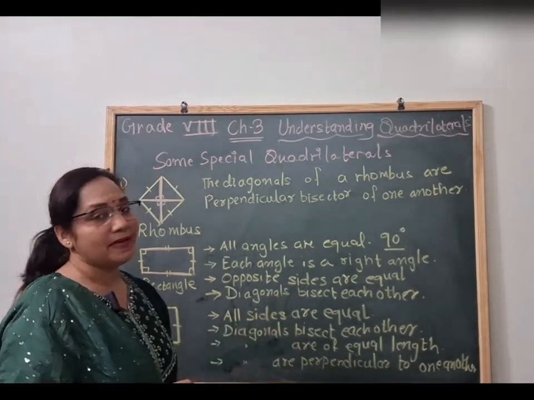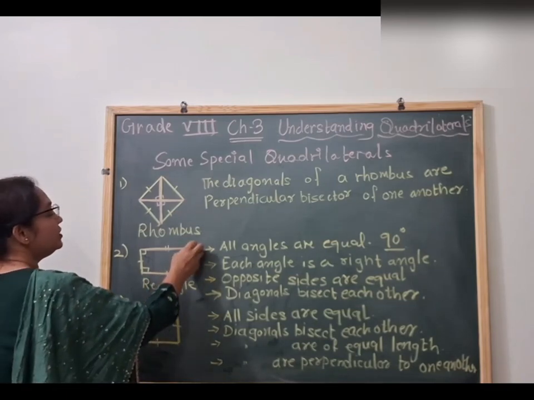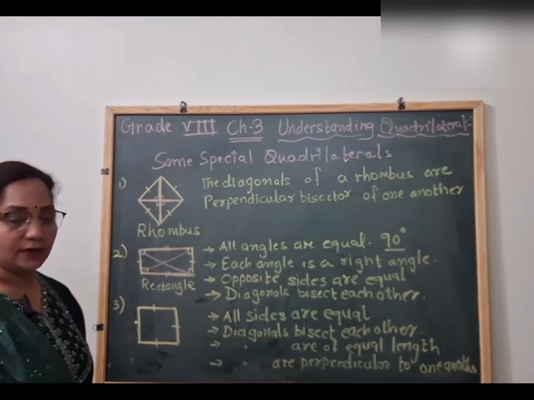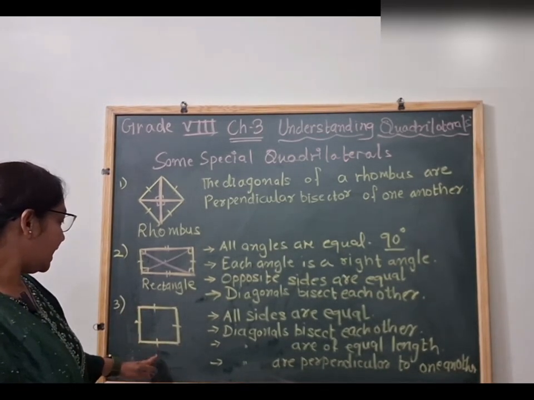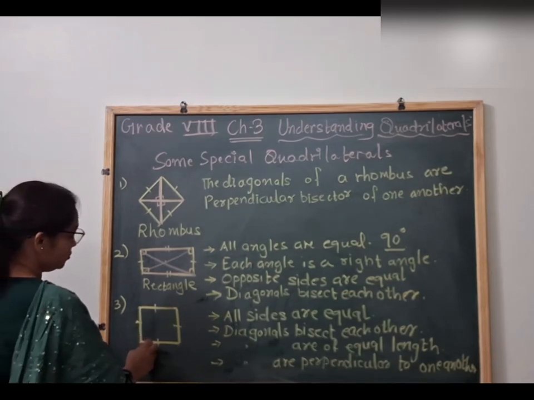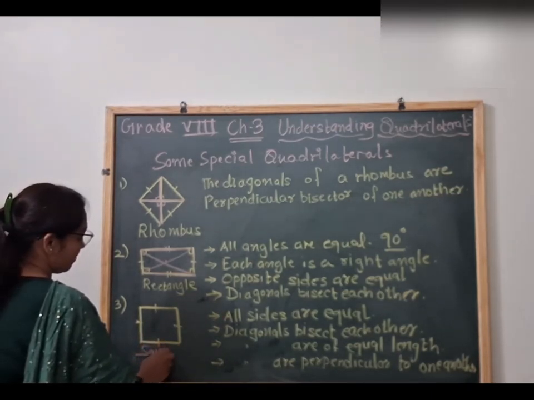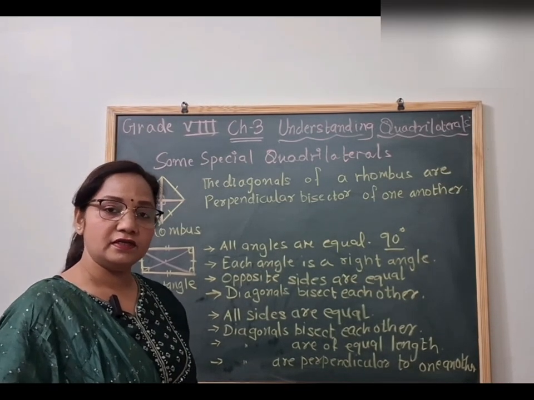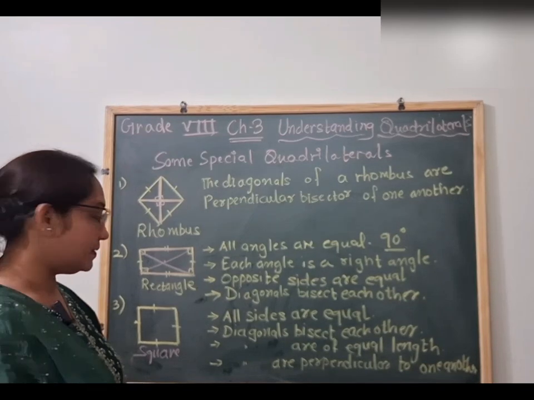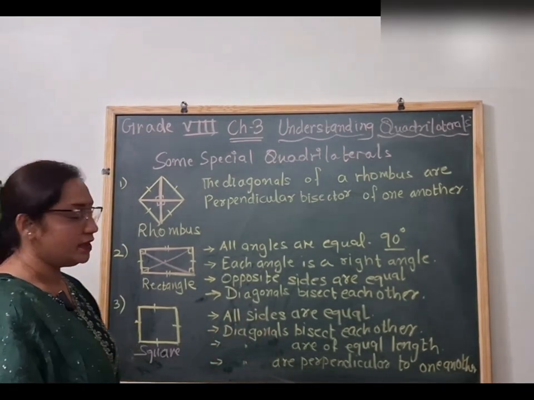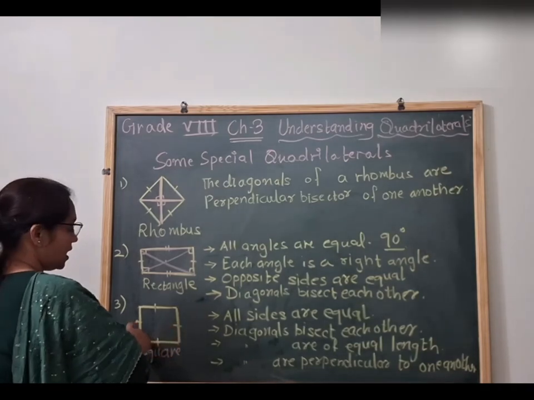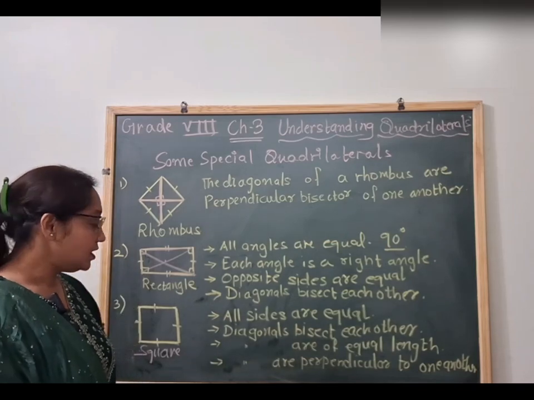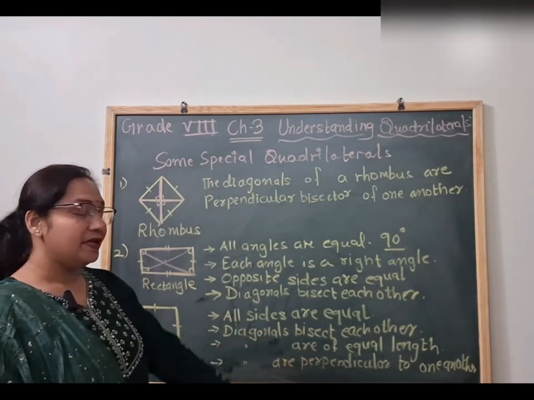Then diagonals bisect each other. Here the diagonals bisect each other. Now moving on to the next, that is a square. This is a square. Square is also very simple. You already know this. You have studied this in previous classes many times. So all sides are equal. In a square, all the sides are of equal length. Diagonals bisect each other, they are of equal length and are perpendicular to one another.